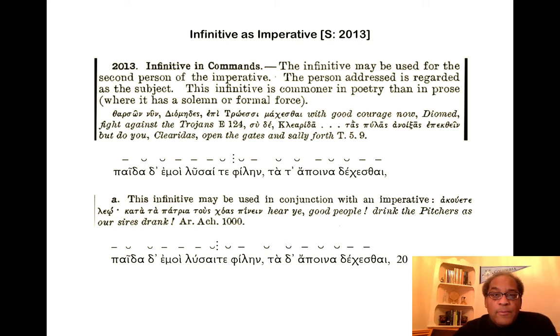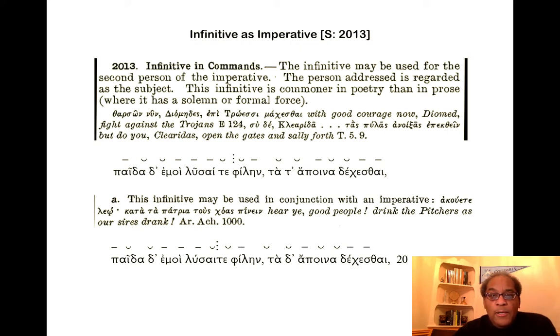So this first example Smyth offers is from the Iliad. Tharsei nyn, Diomedes, epi Trooessi machesthai. So machesthai is the infinitive of machomai, to fight, and it's used here to represent an imperative. With good courage now, Diomedes, fight against the Trojans.